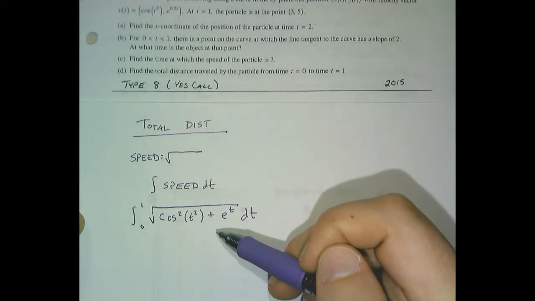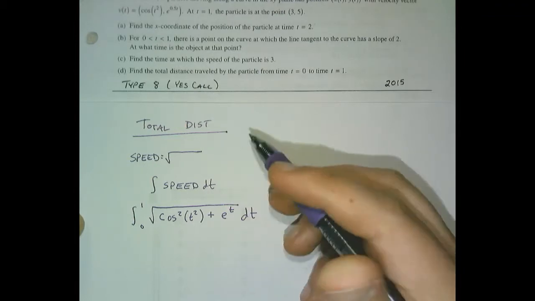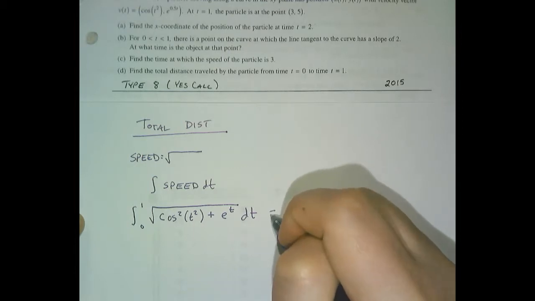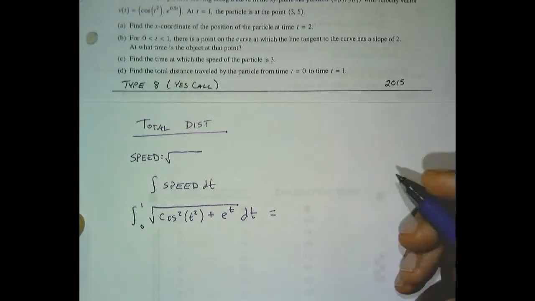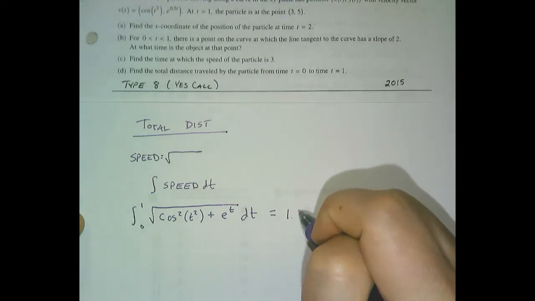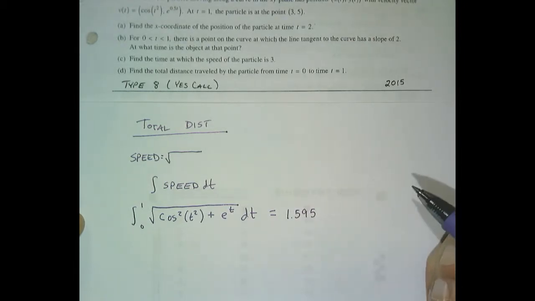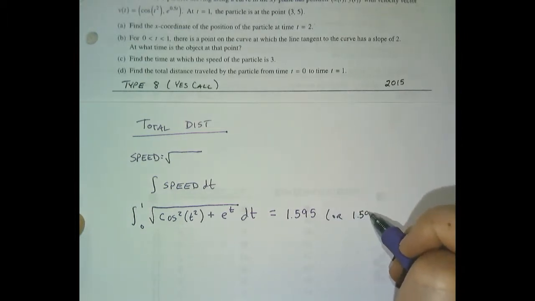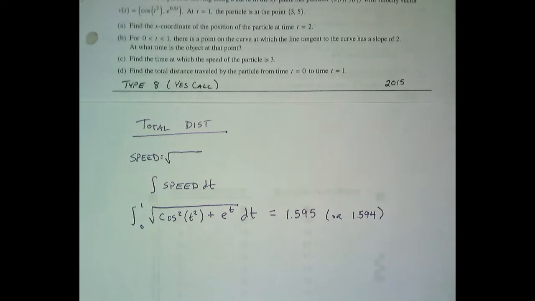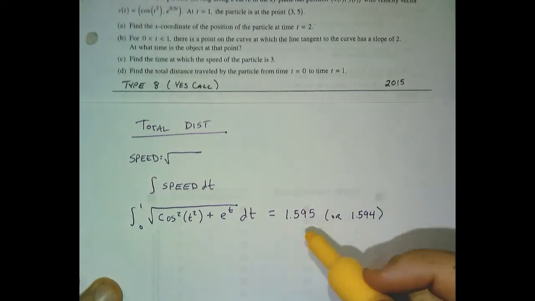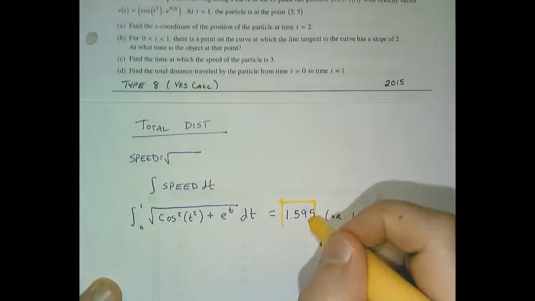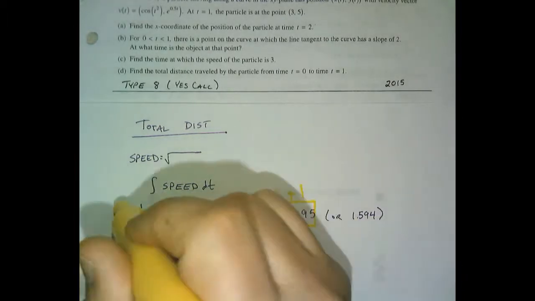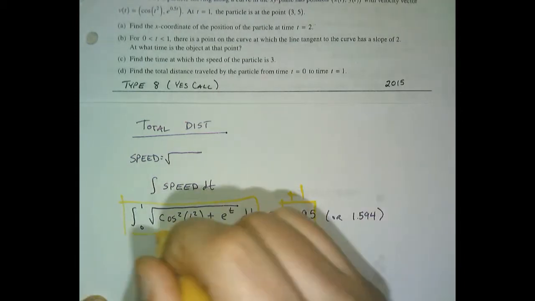Again, integrating this by hand would be difficult, even for the most strong mathematicians amongst us. I don't think I could do it. So we turn to our calculator, and our calculator gives us an answer of 1.595. Or if you're the truncating kind, like Ellie the elephant, 1.595. Bad joke. And integrating speed, 1 point.